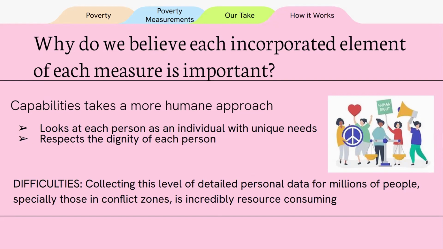While we do believe capabilities are very beneficial to our approach, they are often considered to be one of the most difficult poverty measures to implement due to the broadness of the overall concept and how tedious the process of data collection can be, which is why we feel that it would be best applied to communities rather than individual homes.